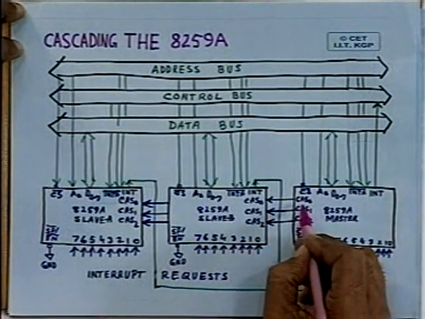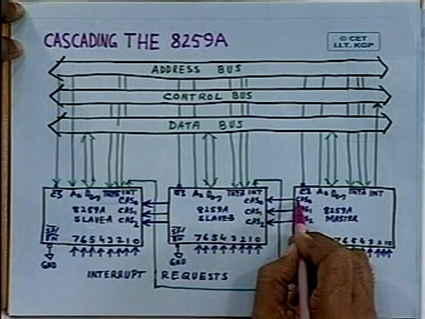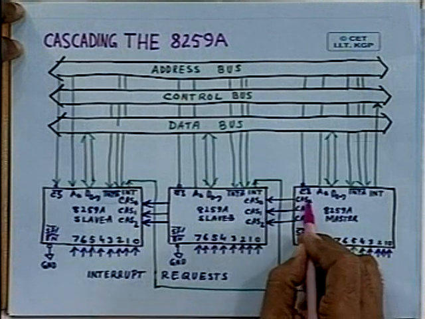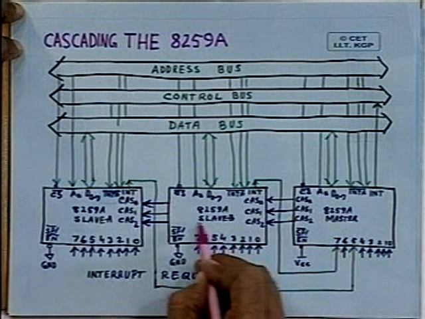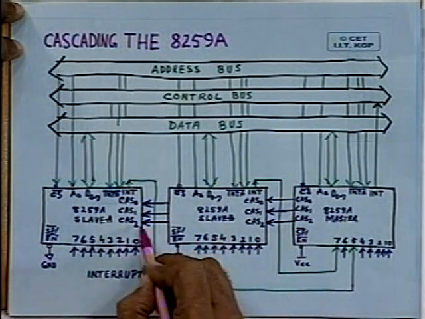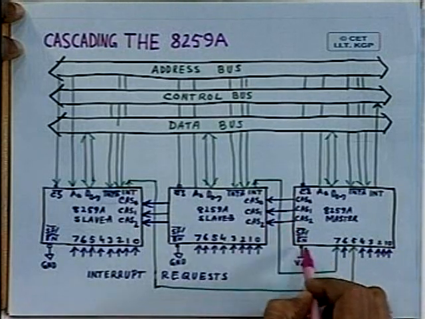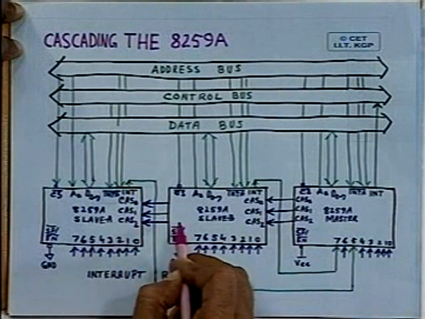Moreover, you can see here, whenever this line is grounded, CAS0, CAS1, CAS2, these are essentially cascade signals with the help of which these slaves can be addressed. And here these are outputs so far as the master is concerned, and for slaves these are inputs going to all the slaves.